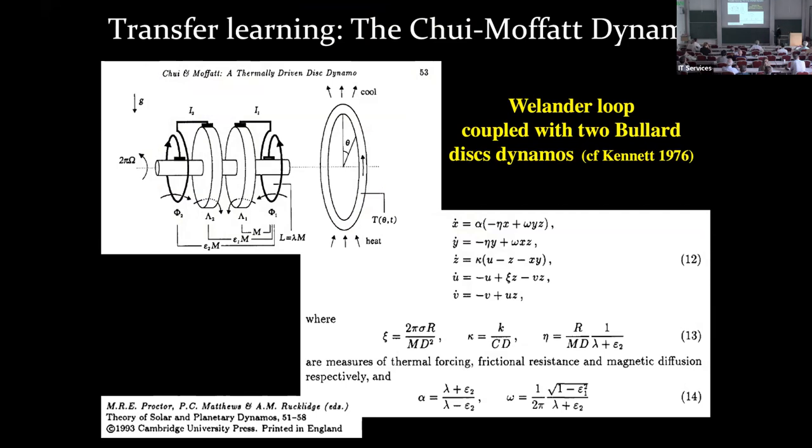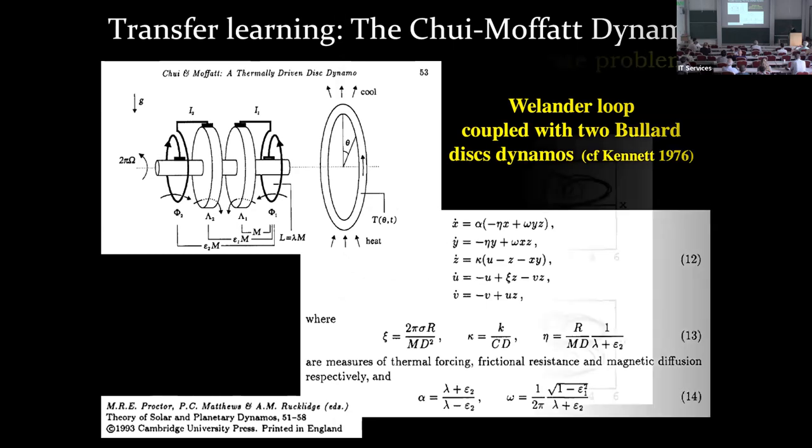And what they did there was they coupled the Verlander loop, so this is a simple model of convection, with two Bullard disk dynamos here, and they derived a system of ordinary differential equations. Those of you who are very much awake will notice that there are subsets of this system which are like the Lorenz equations, but I'm not going to go into too much detail.